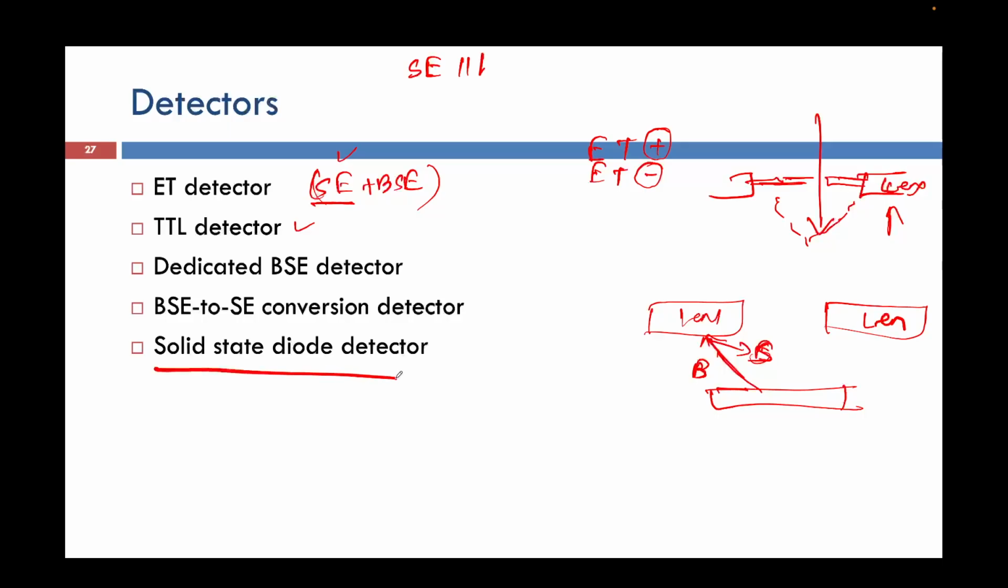And the final one is the solid state diode detector, which is used nowadays in all modern SEM. Mostly they are lithium doped silicon detectors. Why is silicon used? Because silicon is a semiconductor material, and the mechanism of this detector is to create electron hole pairs. When electron hole pairs are created in a semiconductor, then by applying negative bias or positive bias, we separate them, and finally we get the electron signal.